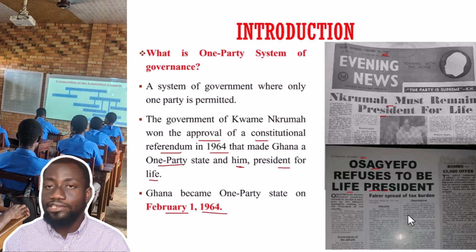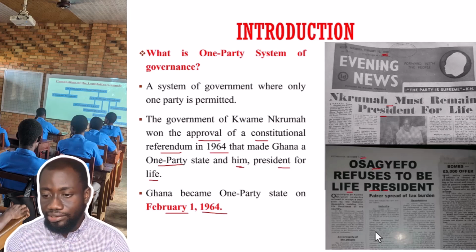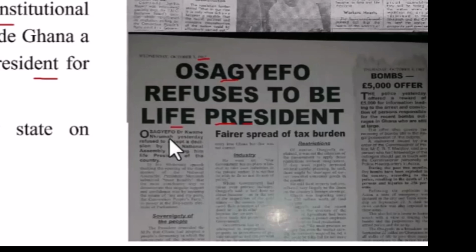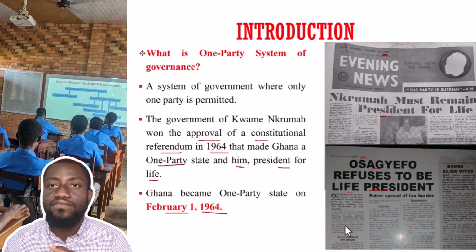1962, October, Wednesday 3rd: Nkrumah rejects to be life president. If you can read, it says Osagyefo Dr. Kwame Nkrumah yesterday refused to accept a decision by the National Assembly making him life president of the country. And if you read further, Nkrumah says, if you want to make me life president, let the people show that in their voting.